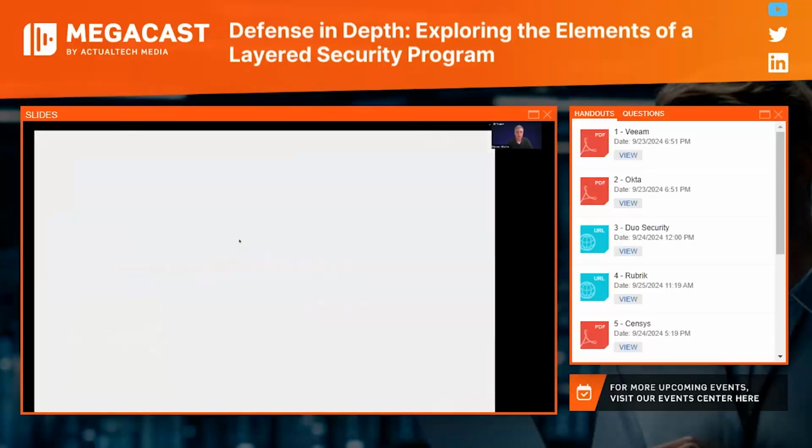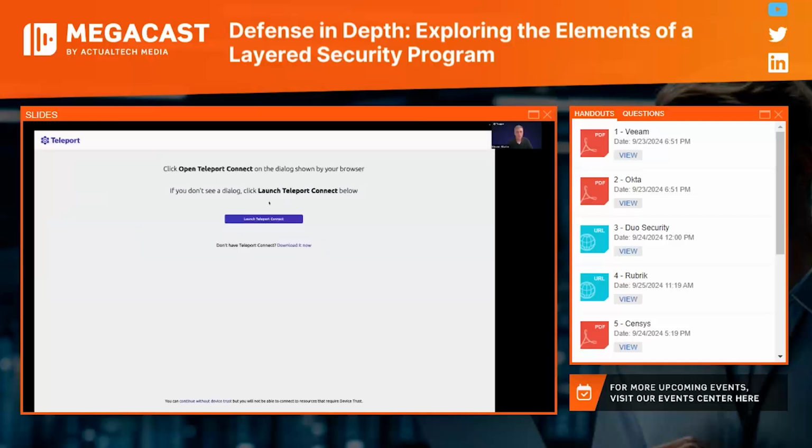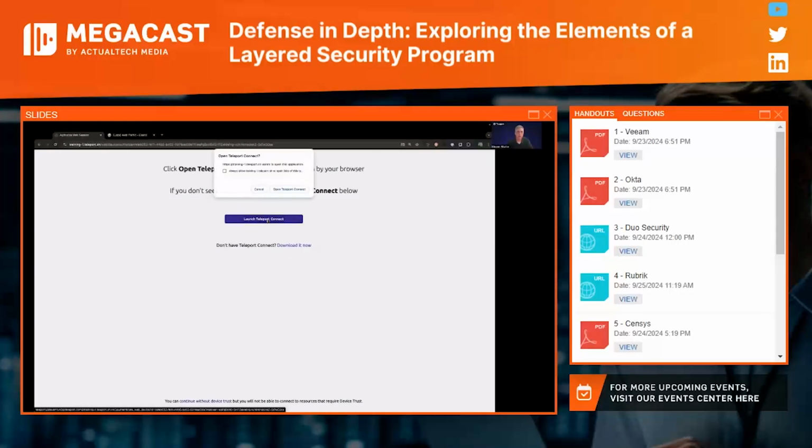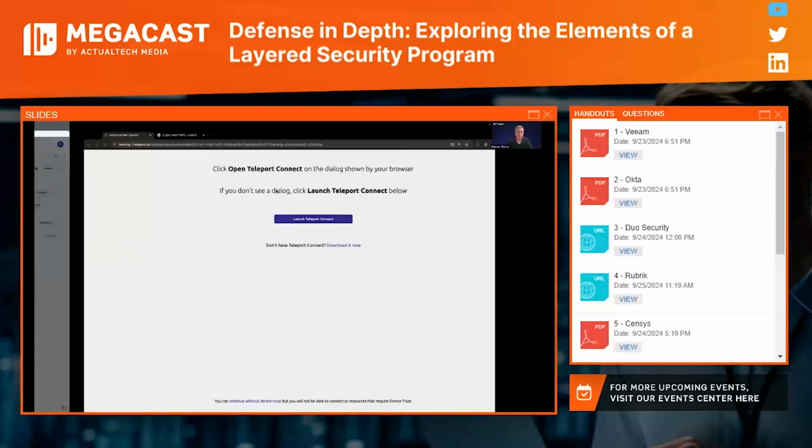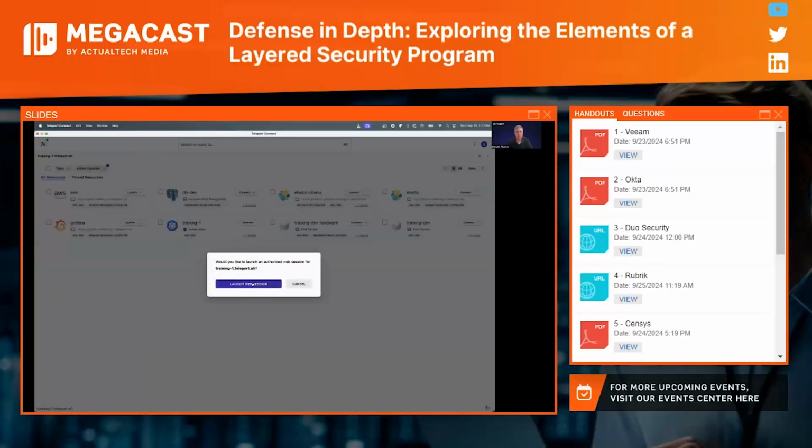But in this case, it's going to prompt me to confirm my device, and that's using our desktop graphical user interface, Teleport Connect, which allows us to confirm both our device as well as access resources locally from our desktop, and it can allow me to easily connect right in. In this case, I'll say, yep, I want to launch that web session.